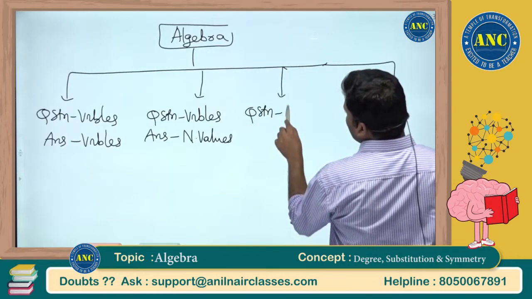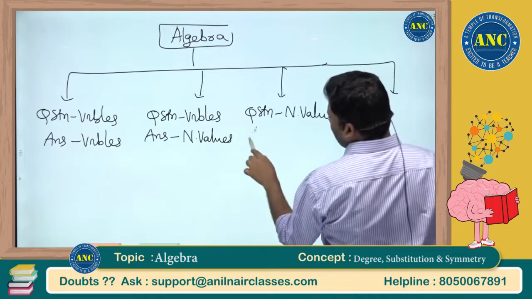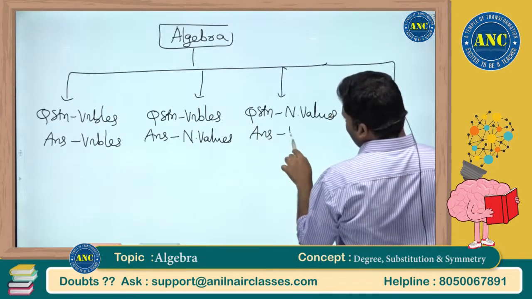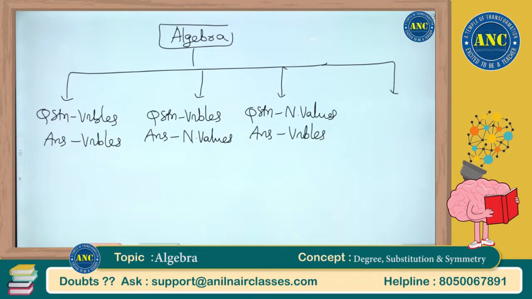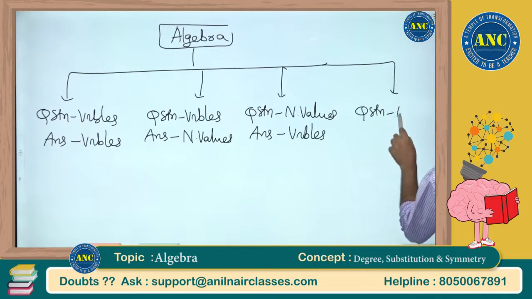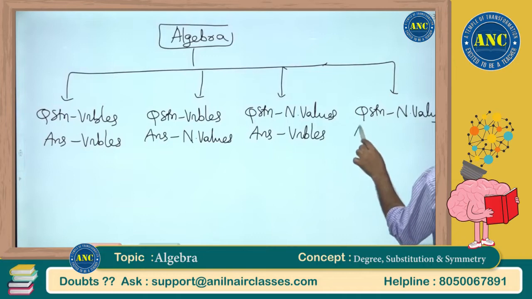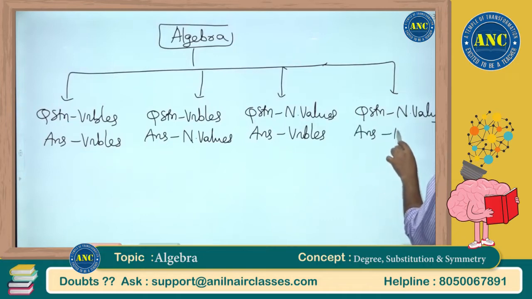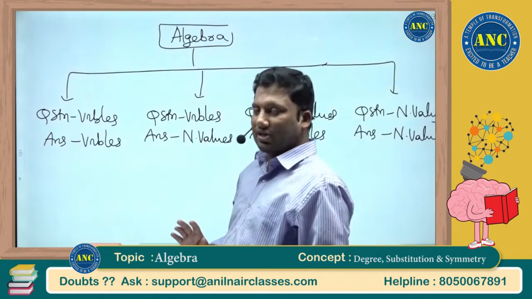Third type: question contains numerical values, and the answer contains variables. Fourth one: question contains numerical values, and the answer also contains numerical values. These are the 4 varieties of questions that we are going to discuss today.